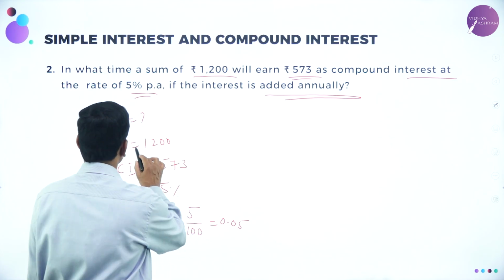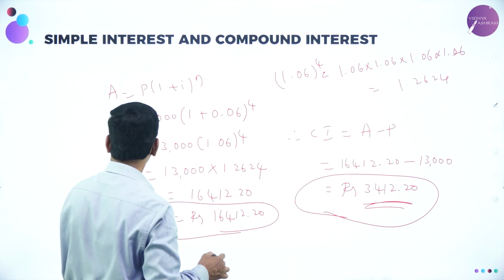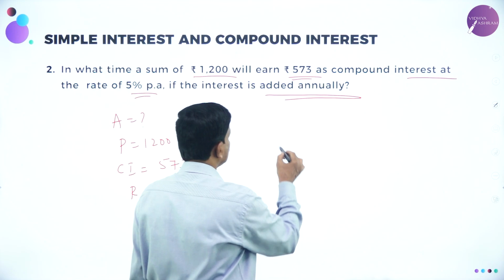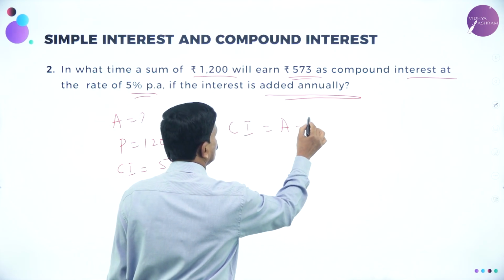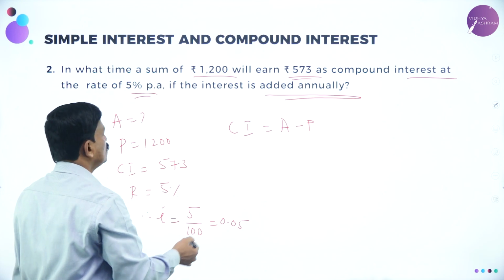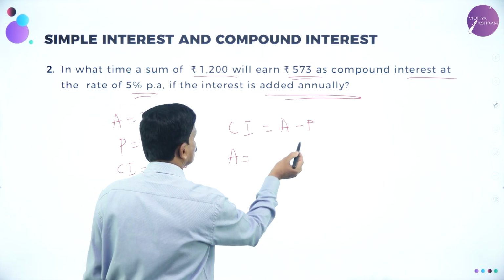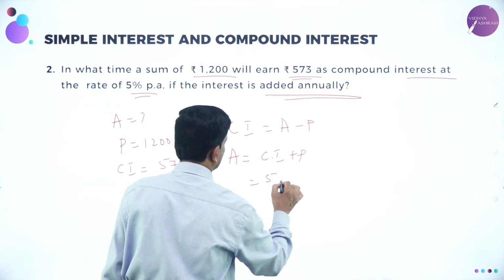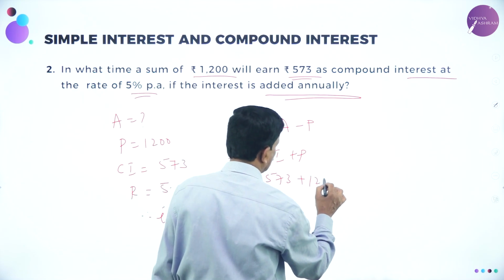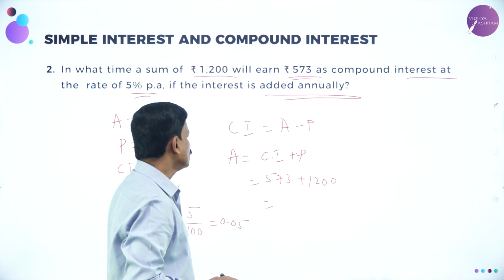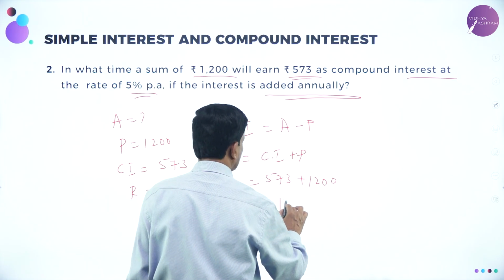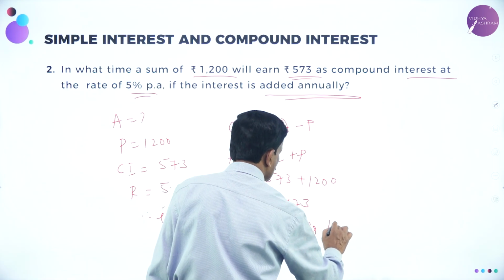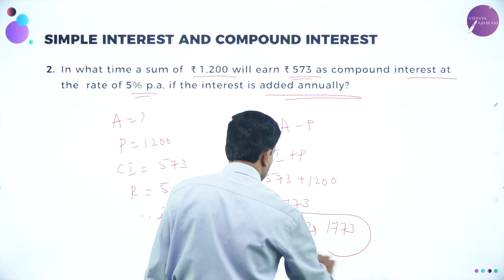And now what is given? Principal and the compound interest are given. Since we know the formula, what is the relation? So the relation is CI is equal to A minus P. Compound interest is equal to amount minus principal. So just transfer this. Therefore the amount is equal to compound interest plus principal. What is the compound interest? 573 plus principal 1200. What is this equal to? Add 573 plus 1200 is equal to 1773. So therefore the amount is equal to rupees 1773.